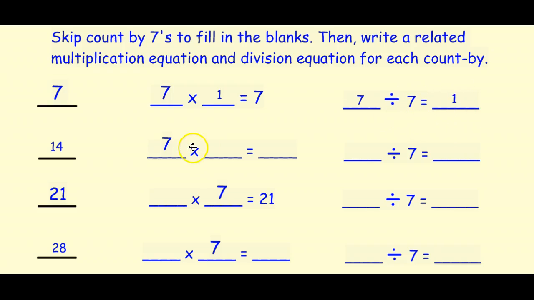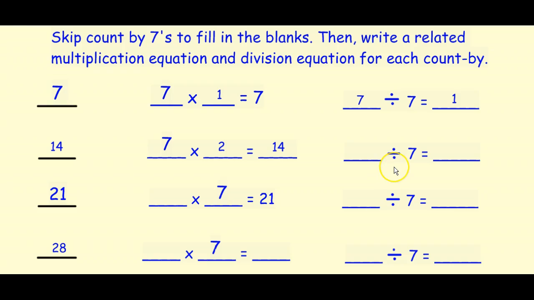We had 7. Okay, so if I'm skip counting and I get to 14, 7 times what equals 14? That's what's going to go in this blank. So on your board, write: what do you need to multiply 7 by to get 14? Push pause to do that. So 7 times 2 will give us 14.